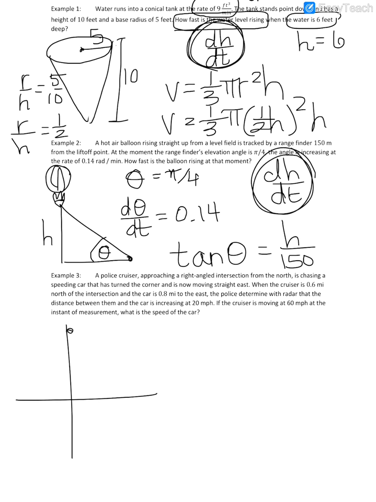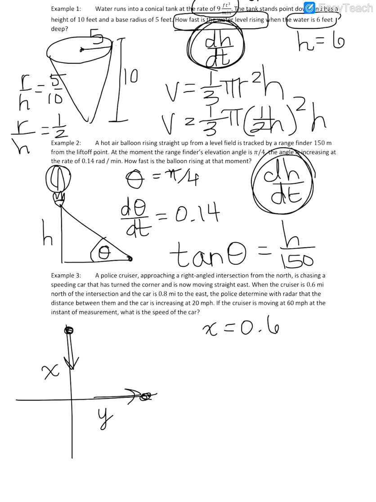Okay, we have this police cruiser. I'll just put a dot here. It's coming this way. And then we have this other car going east, and the police cruiser is chasing this car. All right, so let's go through each thing. It says the cruiser is 0.6 north, so that's this distance right here, 0.6. In fact, let's label this X and Y. So we know that at this moment, at the particular moment T that they want us to evaluate, X is 0.6.